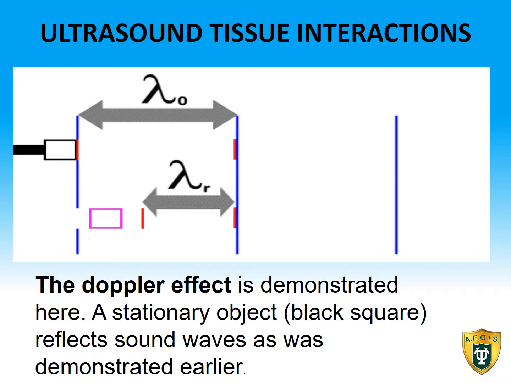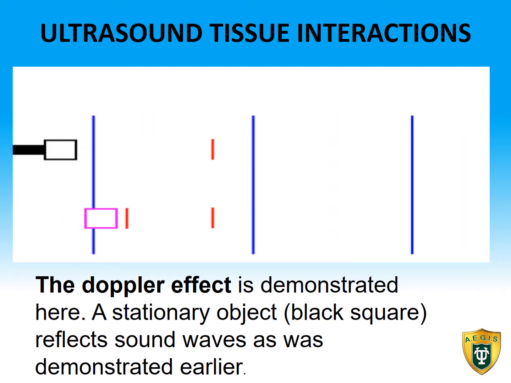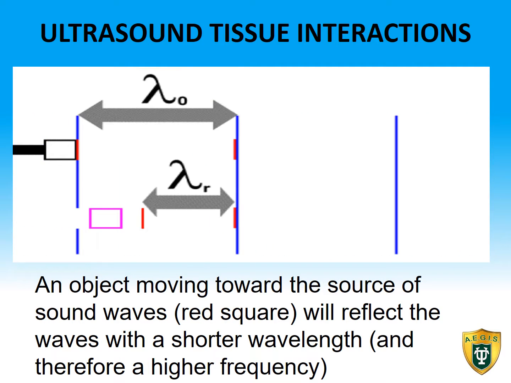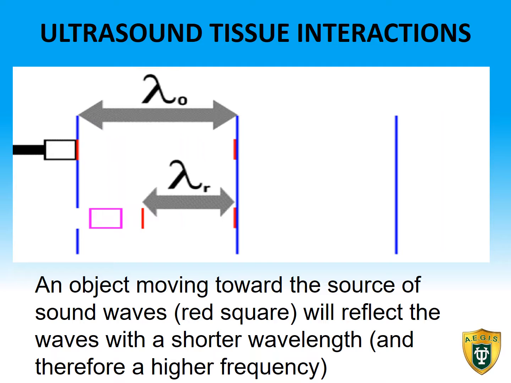The Doppler effect is demonstrated here. A stationary object, in this case a black square, reflects sound waves as was demonstrated earlier. An object moving toward the source of sound waves, in this case a red square, will reflect the waves in a shorter wavelength and therefore a higher frequency.